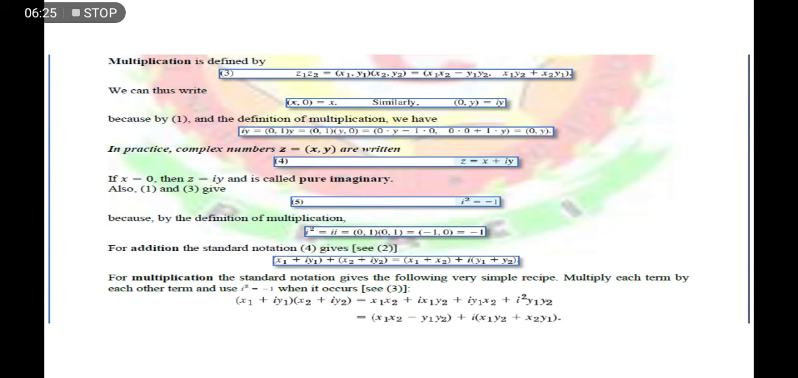So, if x equals 0, then z equals iy, and it is called a pure imaginary. We can also represent that by i squared equals negative 1. Or i squared equals i times i, which equals 0, 1 multiplied by 0, 1. If we multiply that manually, the final result is negative 1 only. That is the result for multiplying the two complex numbers involved here.